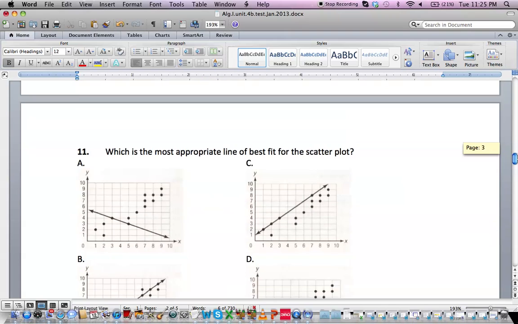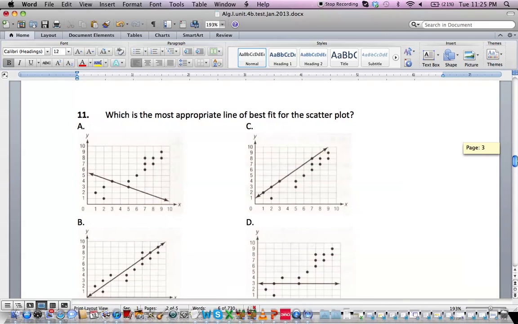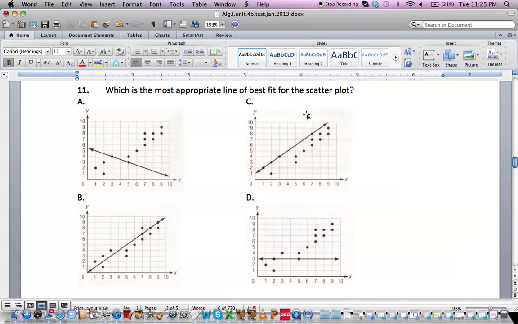Number 11, which is the most appropriate line of best fit for the scatter plot? Which one of these has the most appropriate line for a best fit line? Is it A, B, C, or D? Best fit.